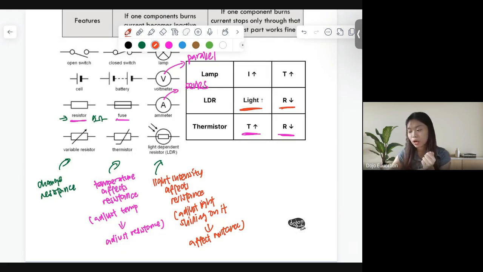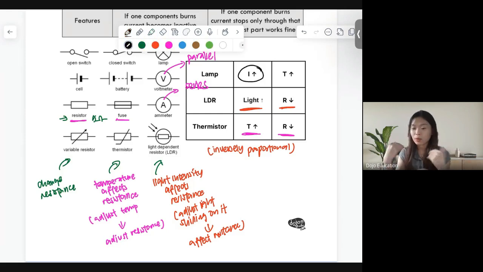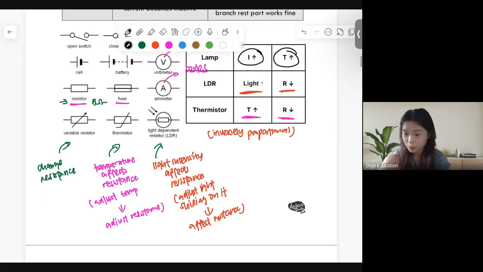So you can see for LDR and thermistor, the light intensity and the temperature are both inversely proportional to the resistance. Okay, inversely proportional. And then for this part, just take note, for a lamp, when I have more current, what will happen to my temperature? When I have more current, it will just get hotter for my circuit, so my temperature will increase. Okay, so these are the 3 relationships that you need to remember. I hope you wrote them down already, because I'm going to move on to the next one.